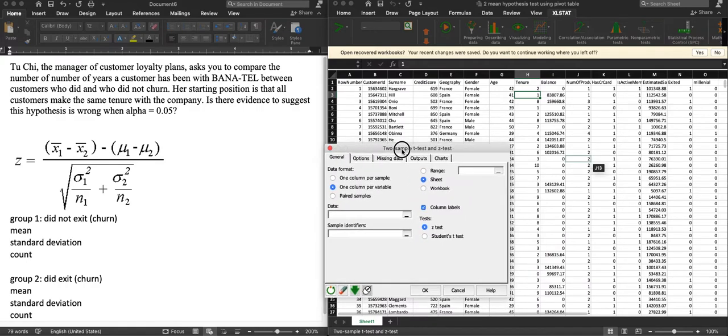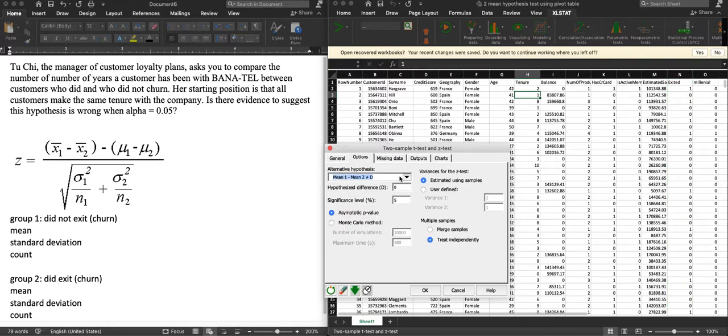All right, it asks us how our data is set up. We have 1 column for tenure. And then what are our sample identifiers? How do we know which group is which? And that is column N. That's 0 means you did not churn, 1 means you did churn.